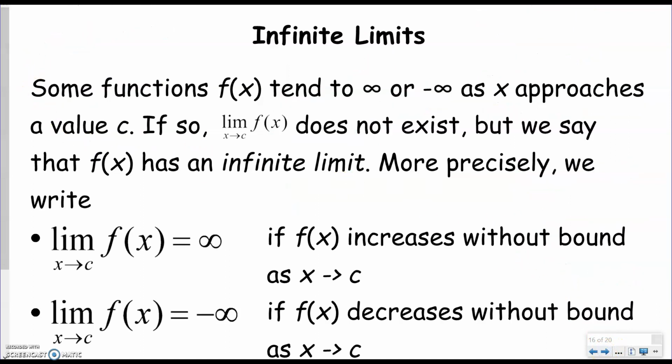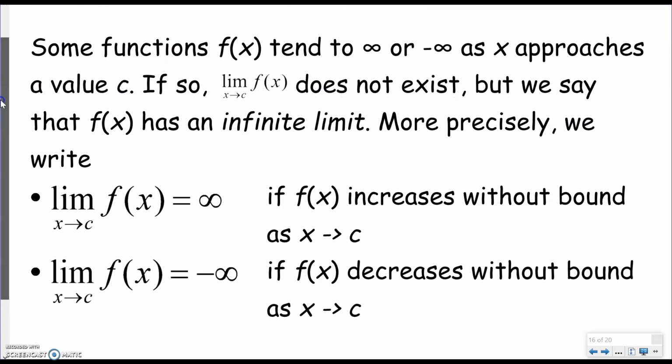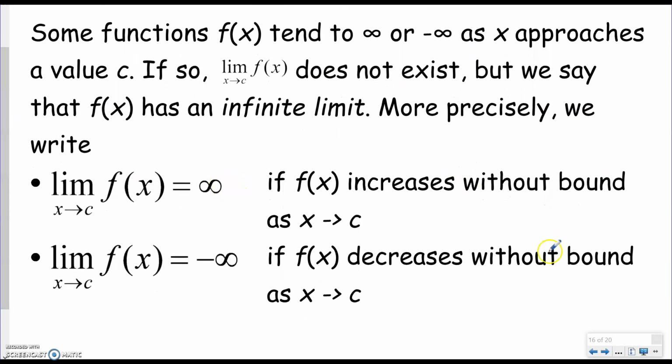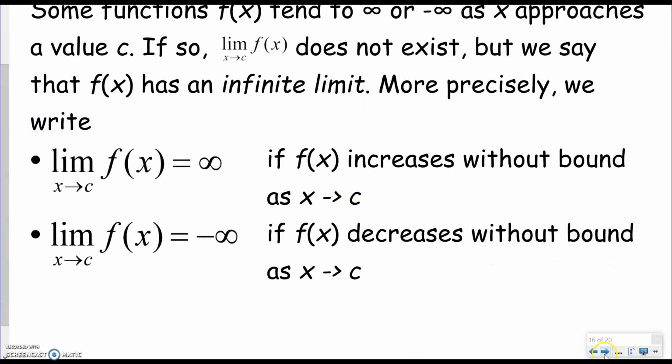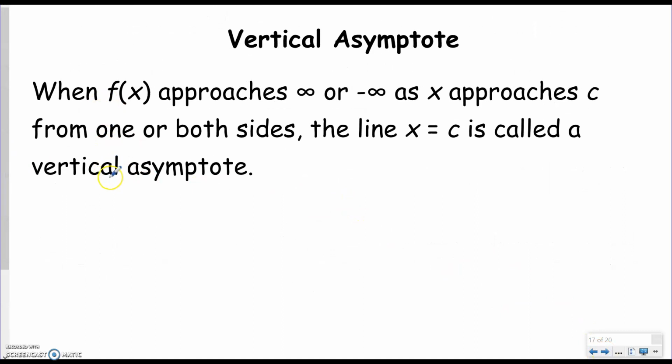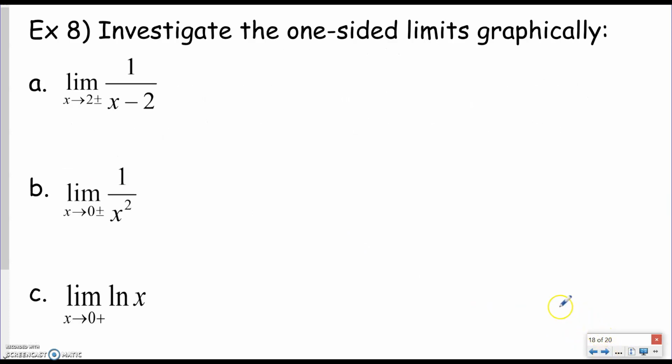Okay, last piece. Infinite limits. Sometimes they tend to infinity if the function increases without bound. Those will have vertical asymptotes there. So when f of x approaches infinity or negative infinity, as x approaches c from one or both sides, it is called a vertical asymptote.